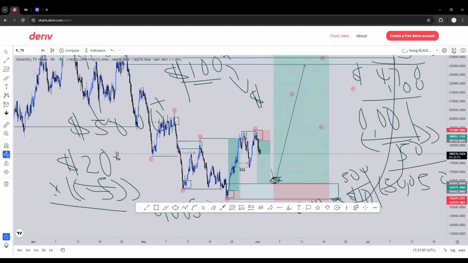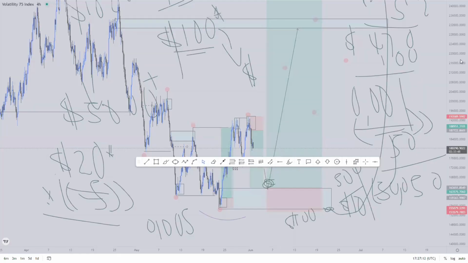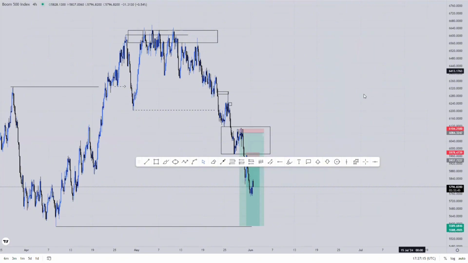So let's look into other pairs. Let's see other pairs that I look at also, other pairs that I trade. Let's look if ever there's anything interesting.